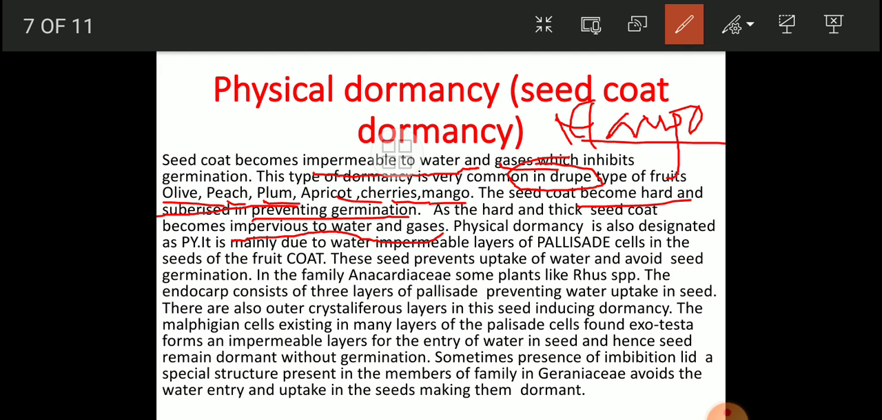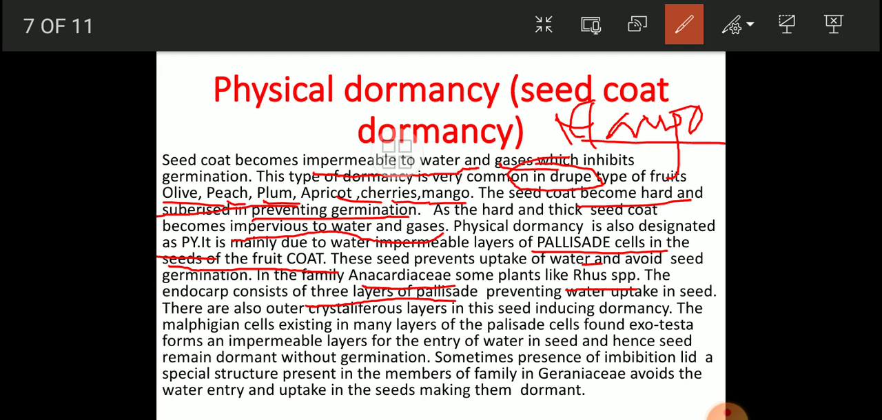Another thing is that physical dormancy is also designated by PY, isn't it? It is mainly due to the water-impermeable layer of palisade cells in the seed or fruit coat. These seeds prevent uptake of water and avoid seed germination. Anacardiaceae member, Anacardium occidentale. In some plants like Rhus species, the fruit wall consists of three layers: epicarp, endocarp, and mesocarp.